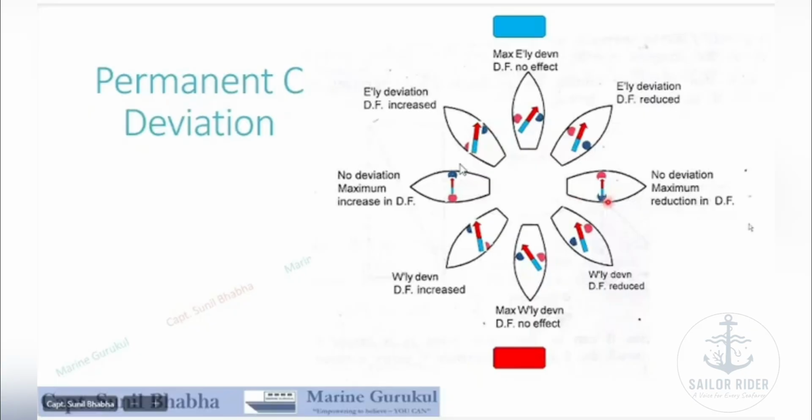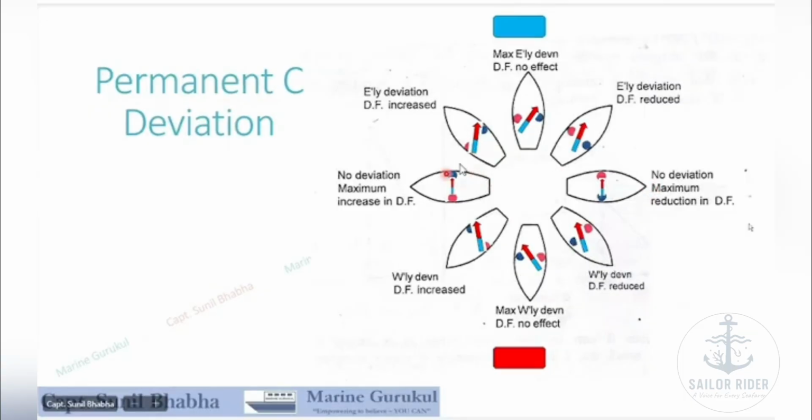Now let's move on to the easterly heading. On the easterly heading, we see that the ship's poles are exactly in line with the compass needle. The red pole of the ship is exactly north of the compass needle. The blue pole of the ship is exactly south of the compass needle. Now, when the poles of the ship are exactly in line with the magnetic field of the Earth, they are not able to generate any deviation. So there is no deviation generated on easterly heading.